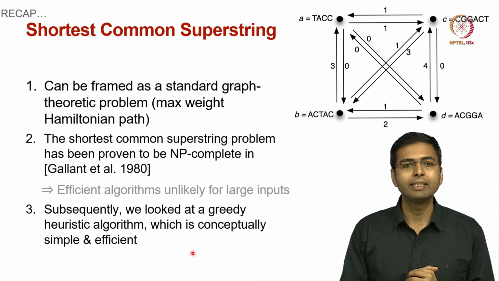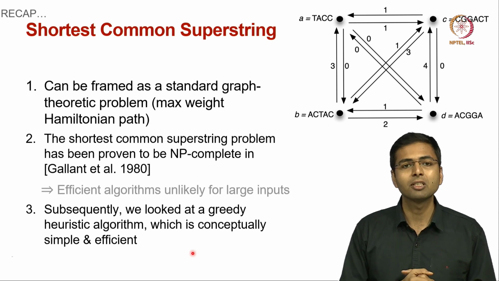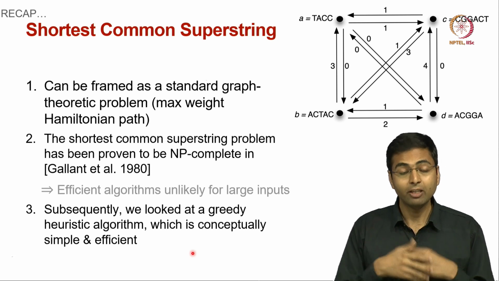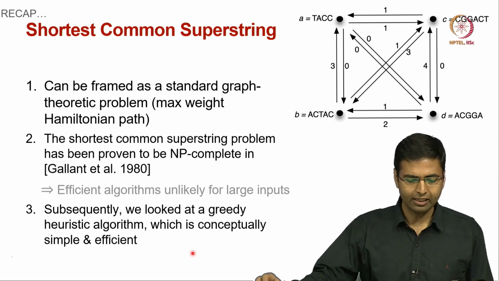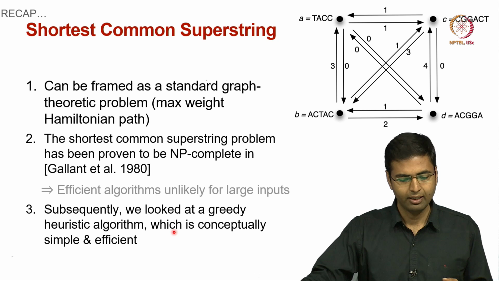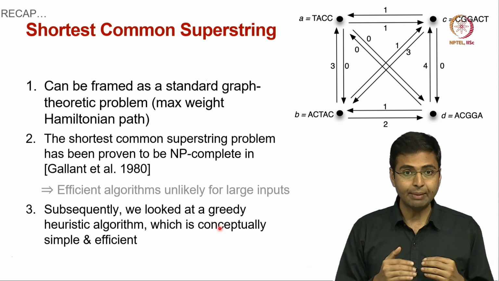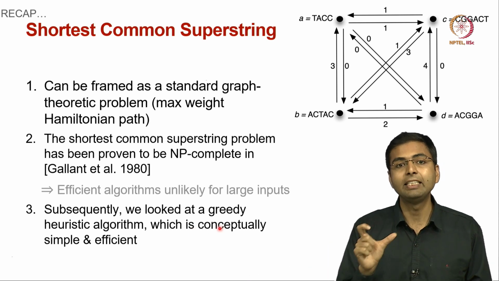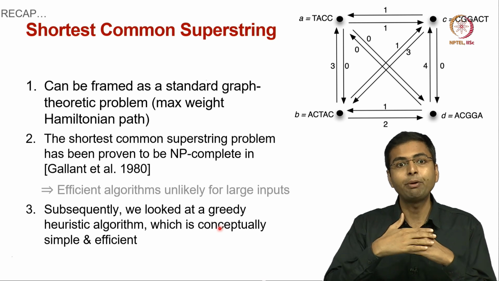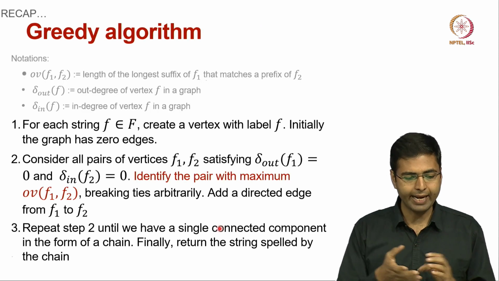So we said that when you have an NP complete problem, we can look at approximation algorithms or greedy or heuristic algorithms, and for that we looked at a greedy heuristic algorithm, which is conceptually very simple and efficient. In the greedy algorithm, the basic concept is that at every step we make a greedy decision based on the suffix prefix overlaps between the strings. The greedy algorithm worked as follows.